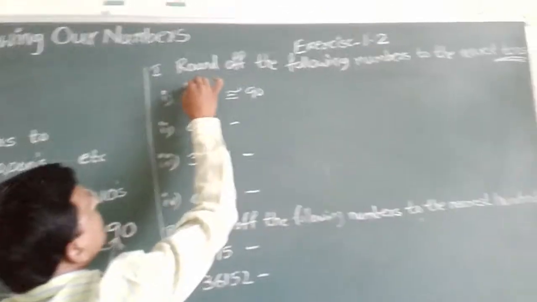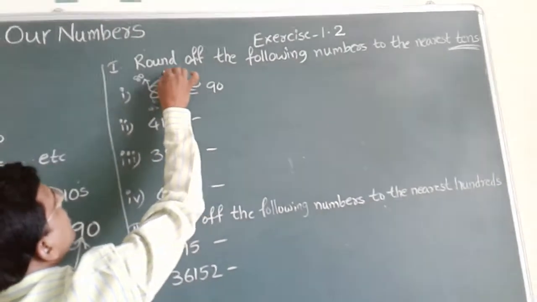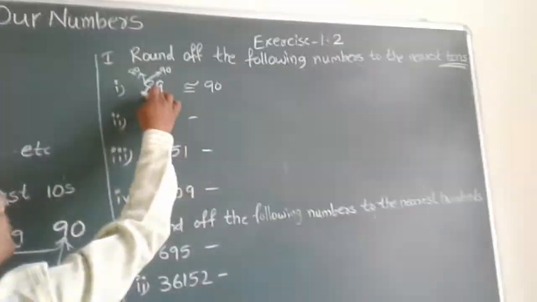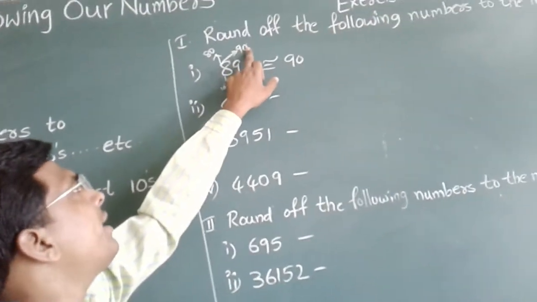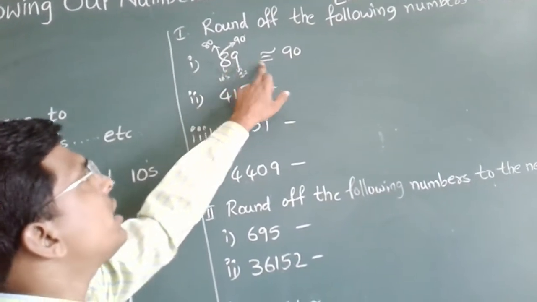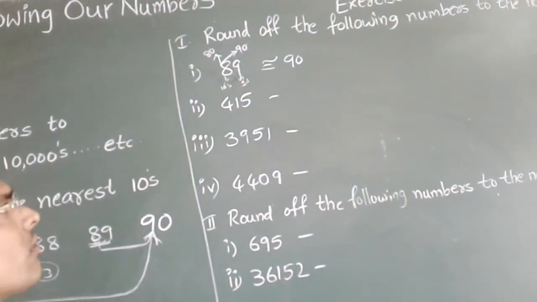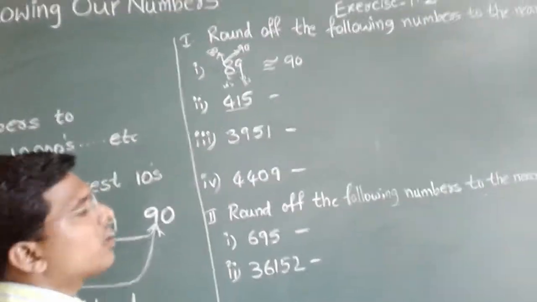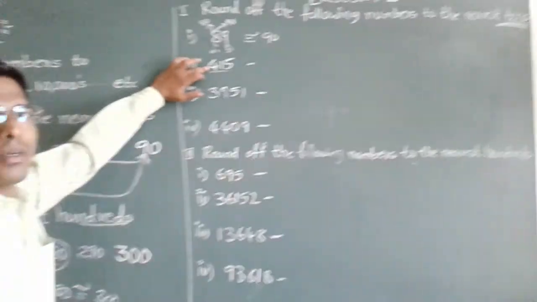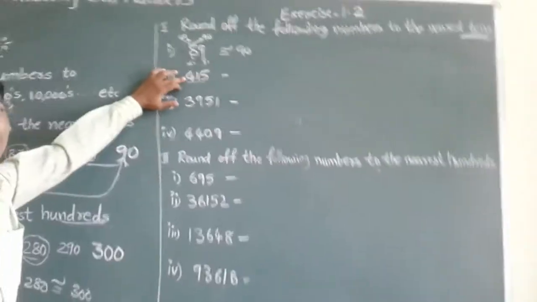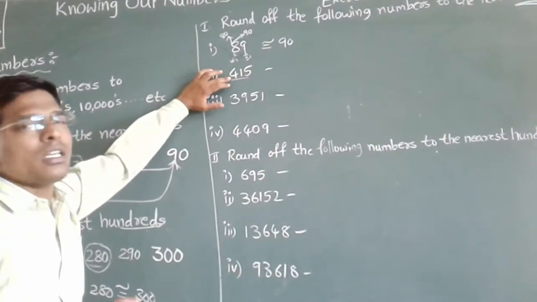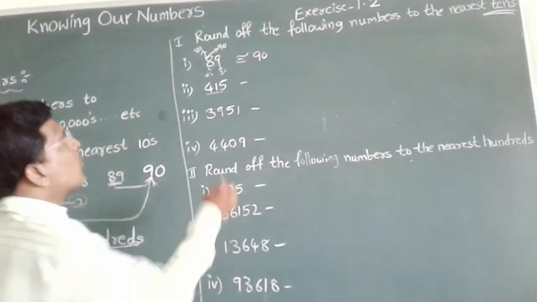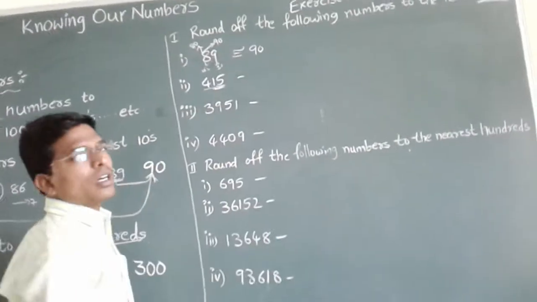You can also write it like this, 80 and 90. 89 is nearer to 80 or 90? Of course 89 is very near to 90. So we round off 89 to 90. Next, 415. Don't round off to 400. Why? Because the question is about the tens position only. Round off the numbers to the nearest tens. So only the 15 we have to round off.